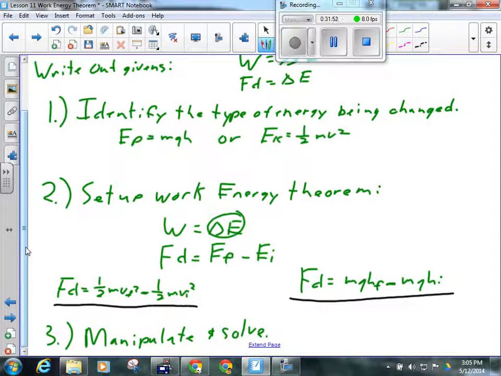Okay, so there's only a few steps, and those steps might come in handy. So I'll give you a minute to copy those down.